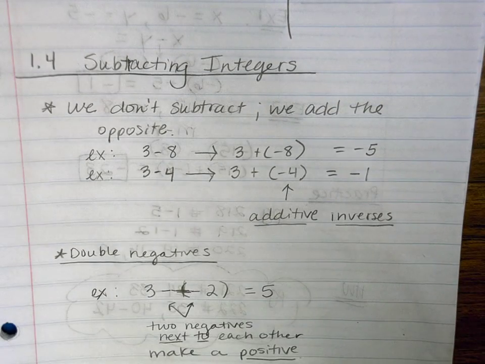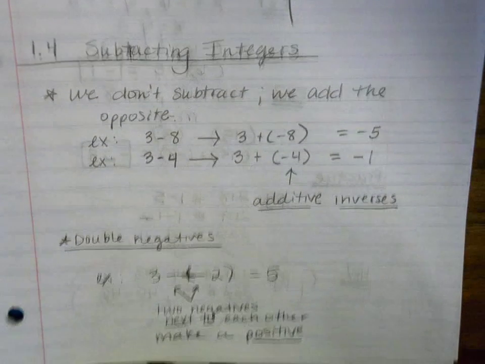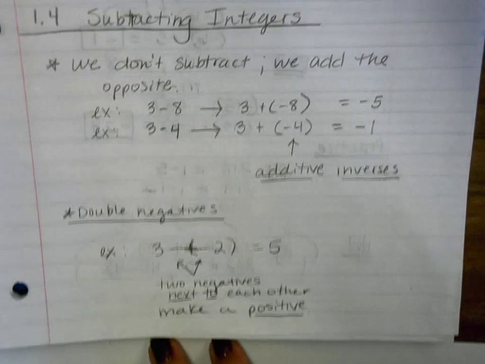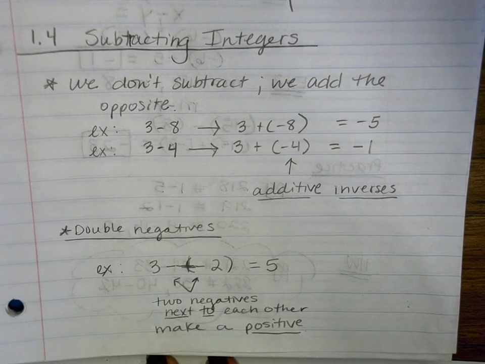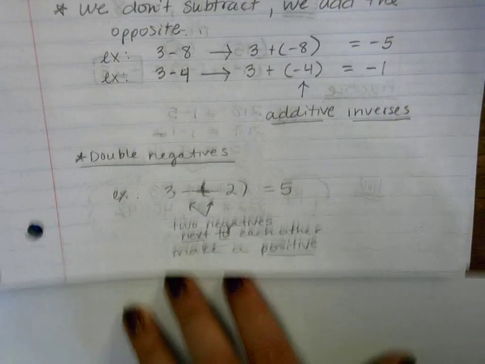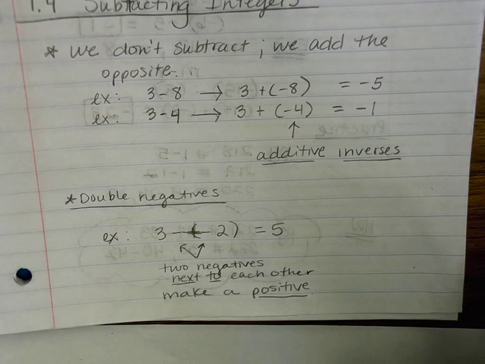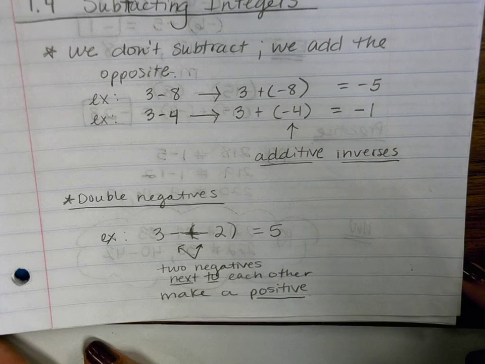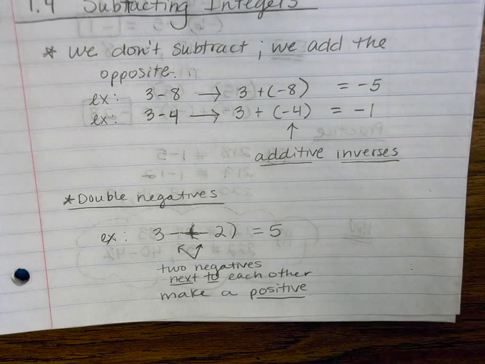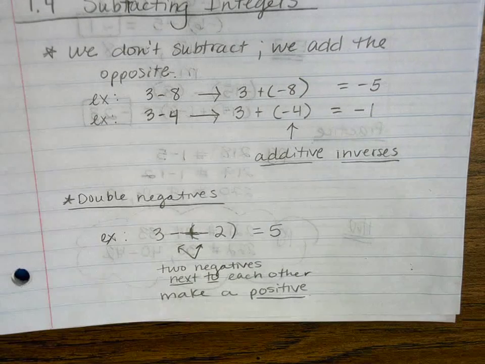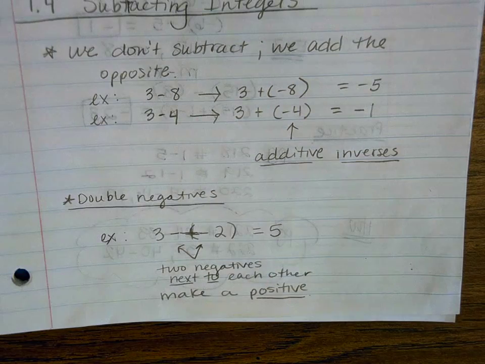Okay? And so what we say about those is when we have two negatives next to each other, they make a positive. Does anybody remember that from 6th grade? Good. Okay. If you did not learn that in 6th grade, that's okay, because that's a really easy thing to remember. So it makes a big plus sign right in the middle.